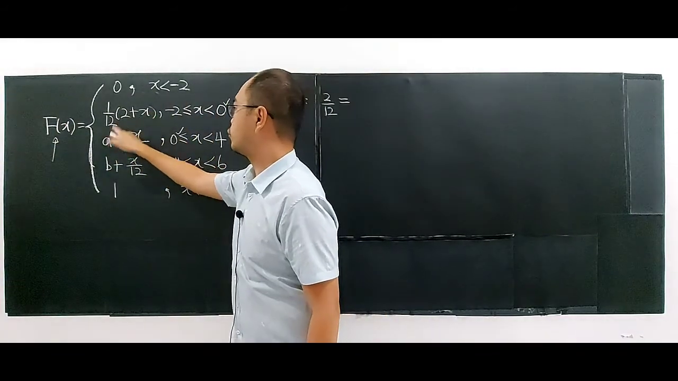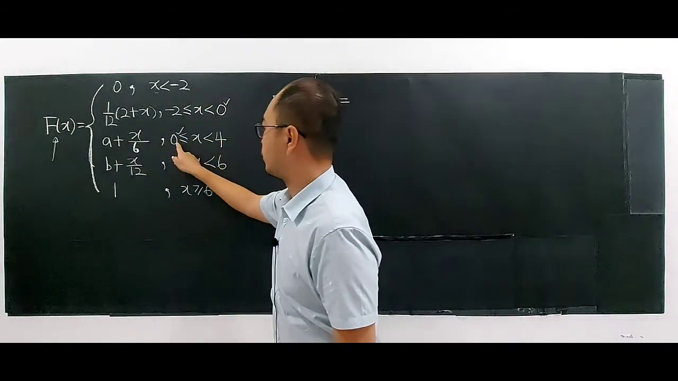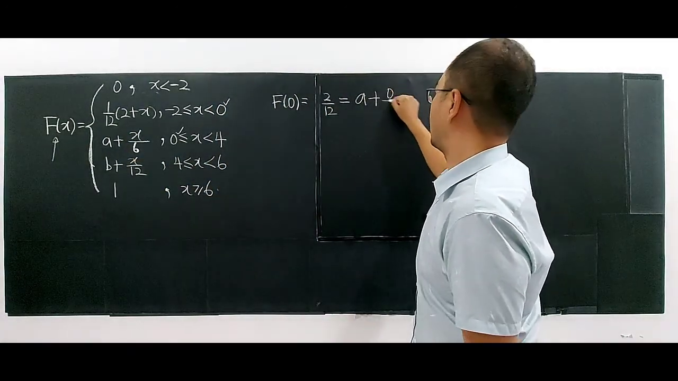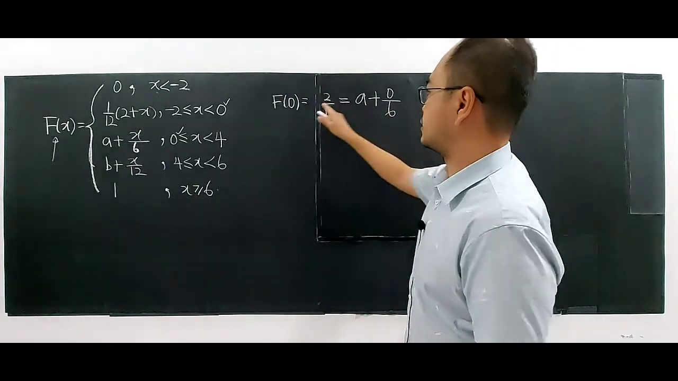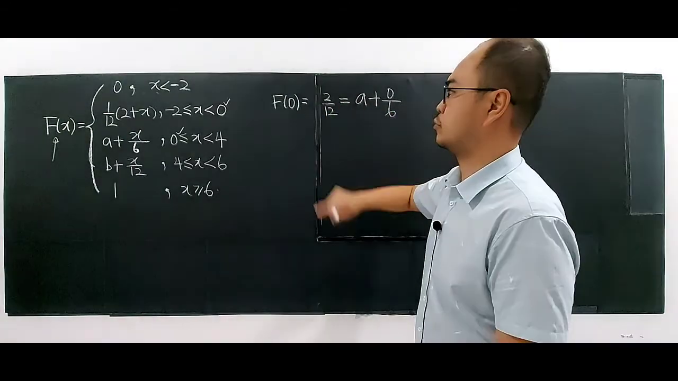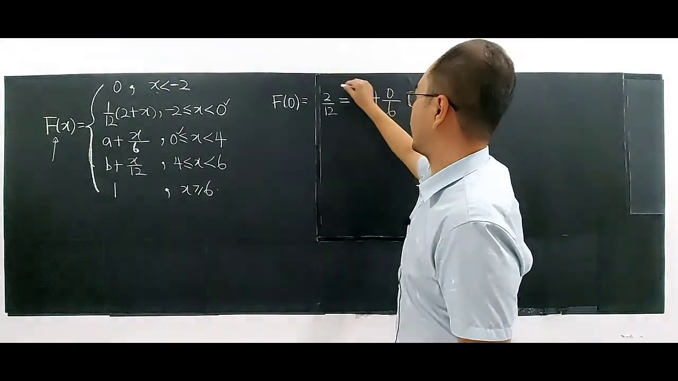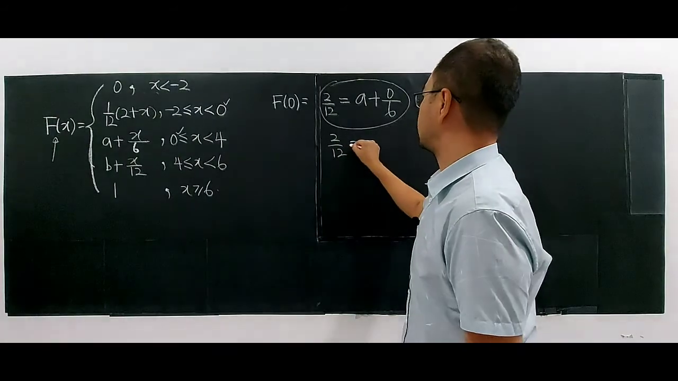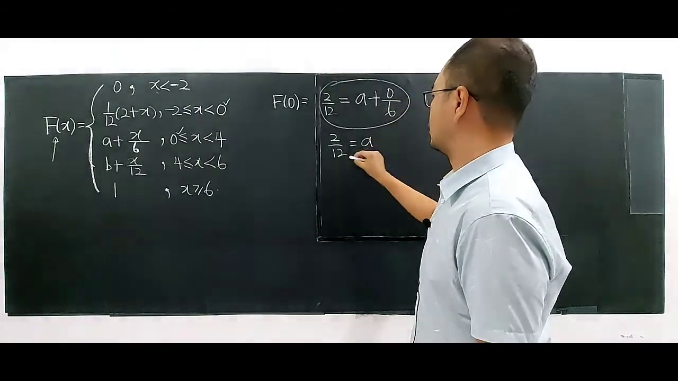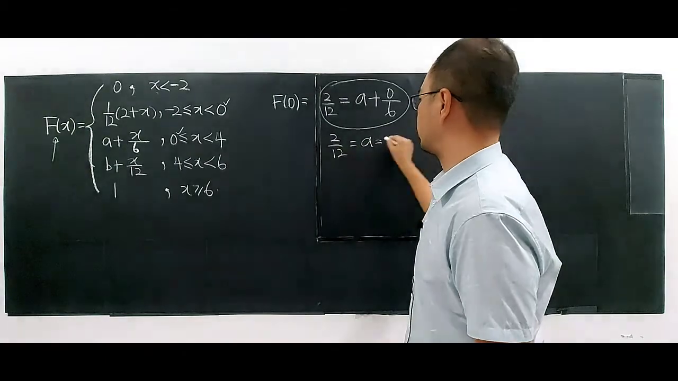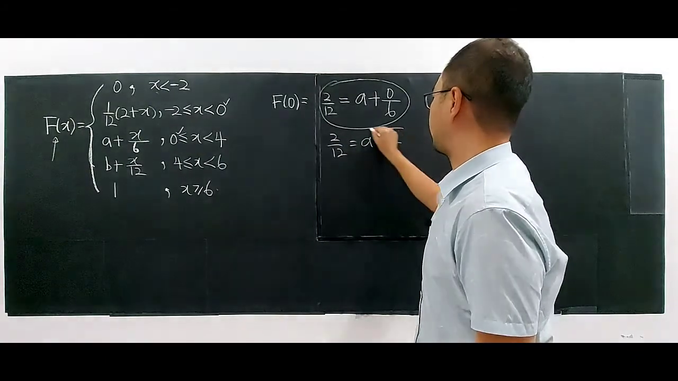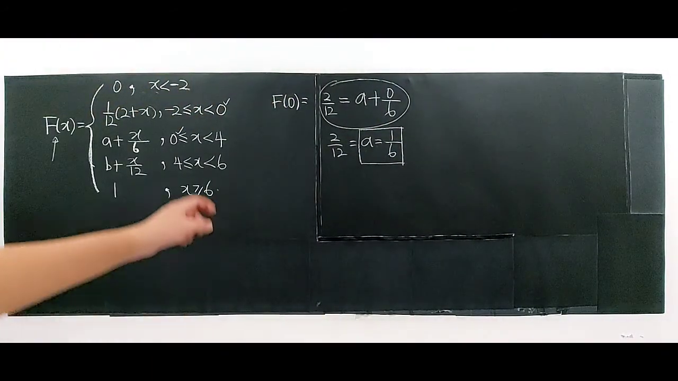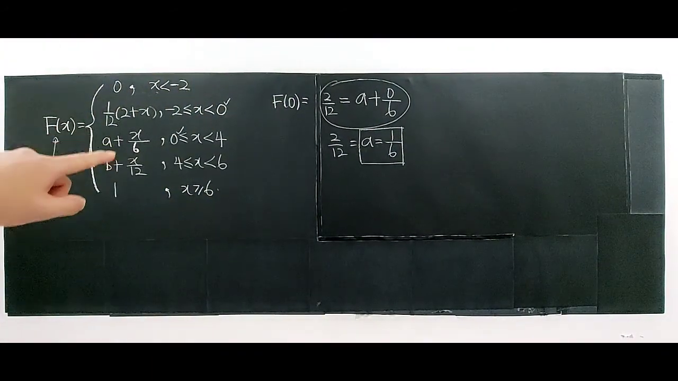So when you put 0, you have 2 over 12. Definitely, when you put 0 here, a plus 0 over 6, you will have the same value. So from this, I can see that 2 over 12 is the same as a. This is 0, so a is equal to 2 over 12, which is 1 over 6. Now I have the value: a is 1 over 6.